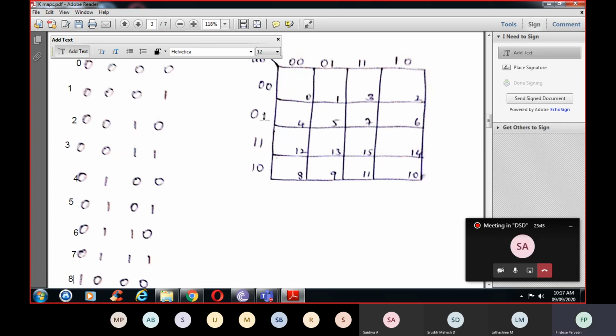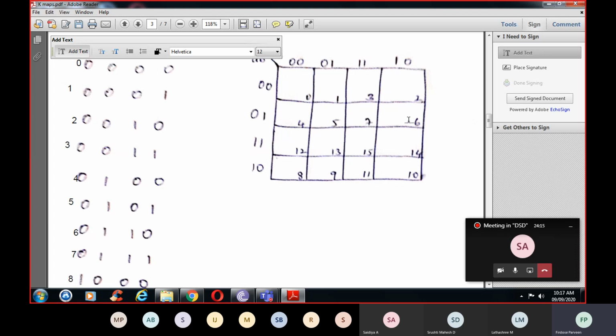So 0, 1, 0, 0 is here. It is 4. This one corresponding row is 0, 1. This one is 0, 1. So it is 0, 1, 0, 1. So 0, 1, 0, 1 decimal notation is 5. So this one is 5. So you can see 0, 1, 1, 1 is 7. So that decimal notation is 7.